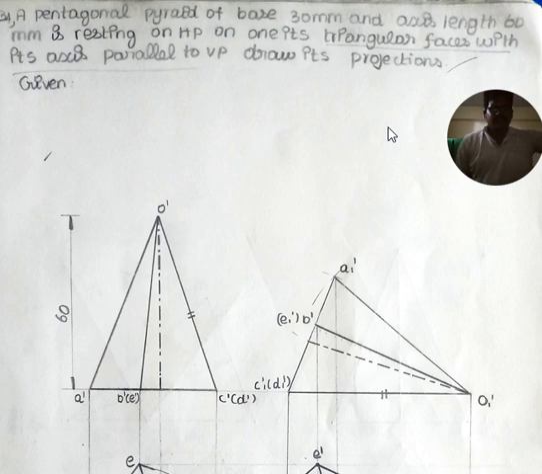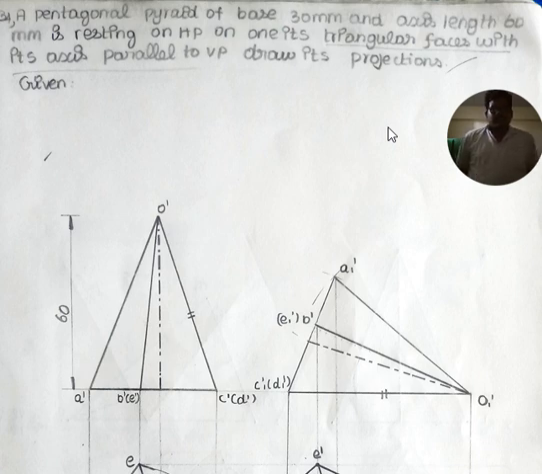So based on the given problem, we have identified that the axis is inclined to HP and parallel to VP. So in the pentagonal pyramid object of given dimensions, when it is resting on HP by one of its triangular faces, with the axis inclined to HP and parallel to VP, how will it appear to the observer in front and top? That is the question. So here, we have identified that it is an axis inclined to HP and parallel to VP problem.